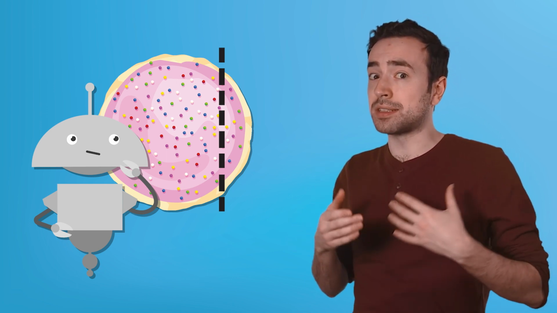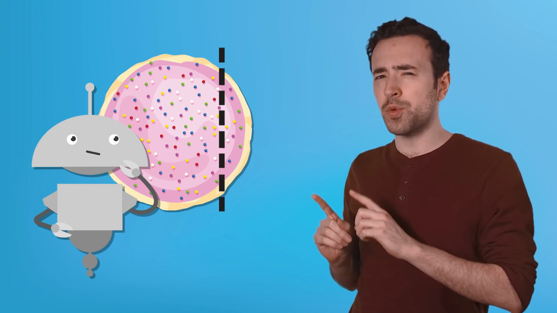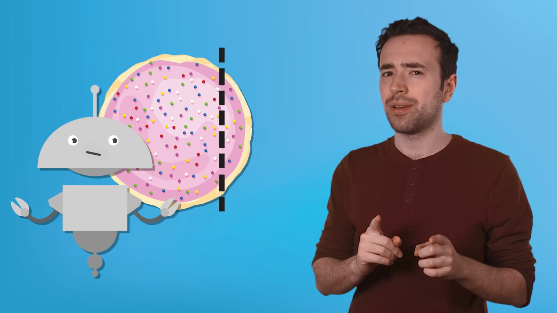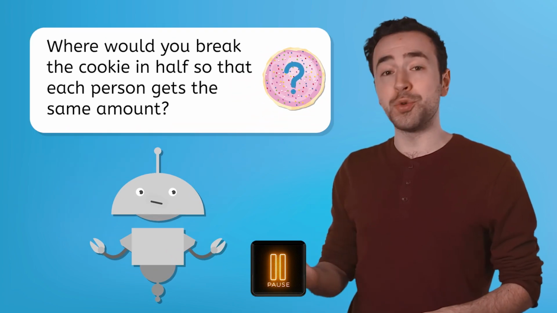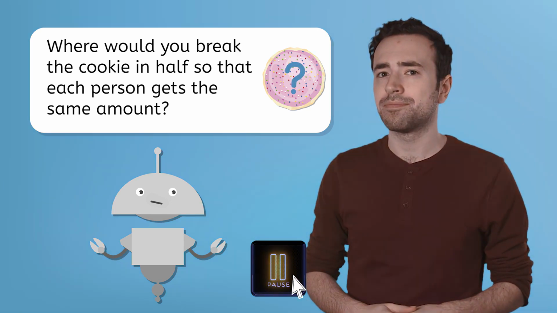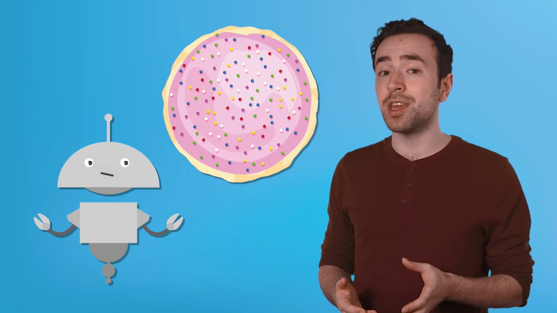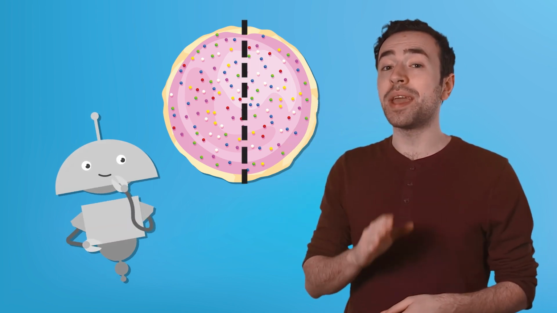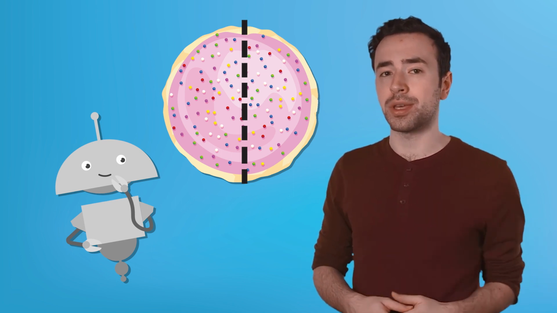Technically, Mia's about to break the cookie into 2 pieces, but will the cookie really be split in half? In your guided notes, show where you would break the cookie in half so that 2 people would get the same amount. When working with fractions, it's important that all the parts are equal. Breaking the cookie down the middle like this would make the 2 parts equal, each representing 1/2 of the cookie.